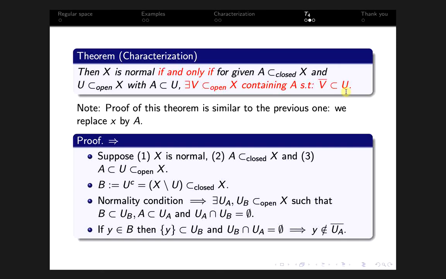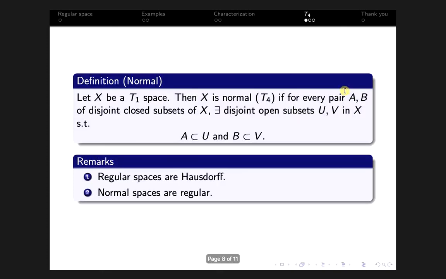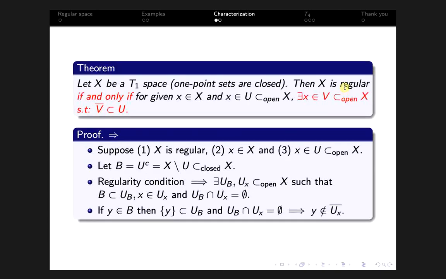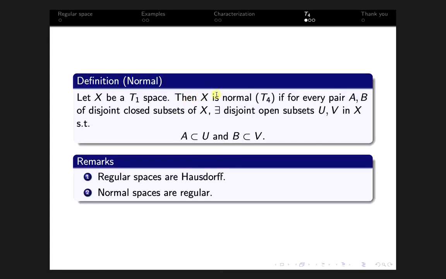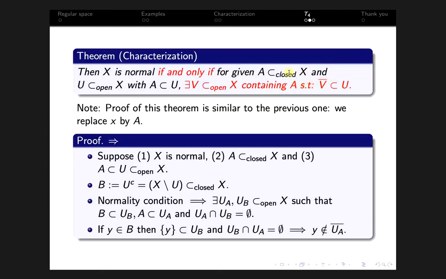Okay, fine. So basically this statement coincides with the characterization theorem of regular spaces. Namely, we have to replace the single point x by a closed set A. The proof is also basically similar. We replace the single point x by the closed set A. So the proof is exactly the same.